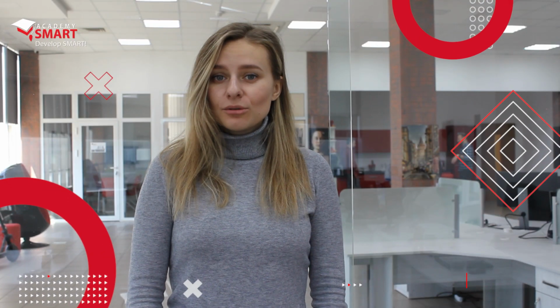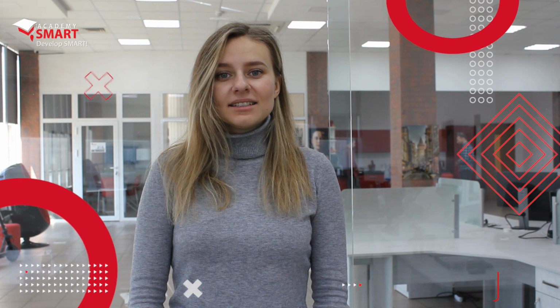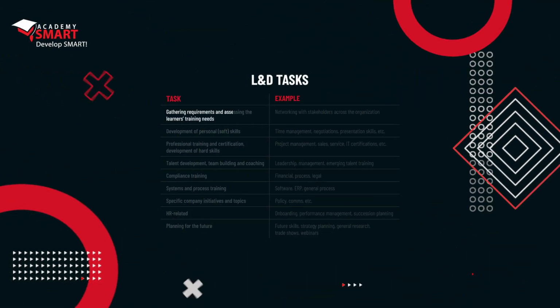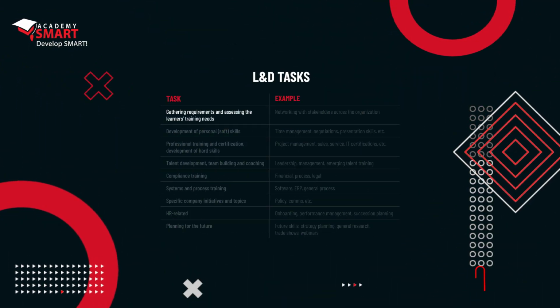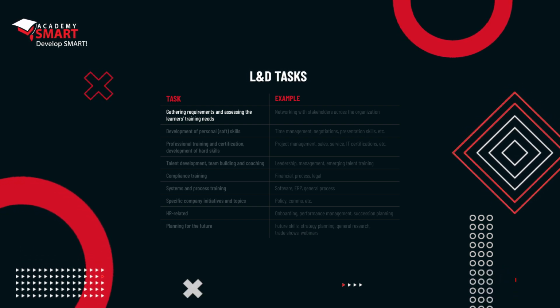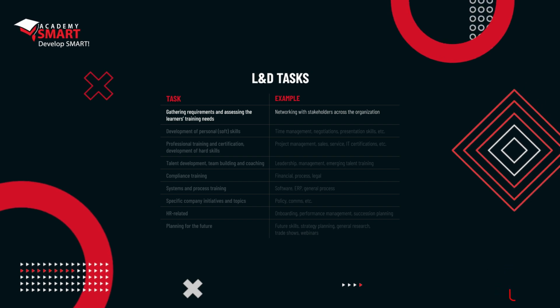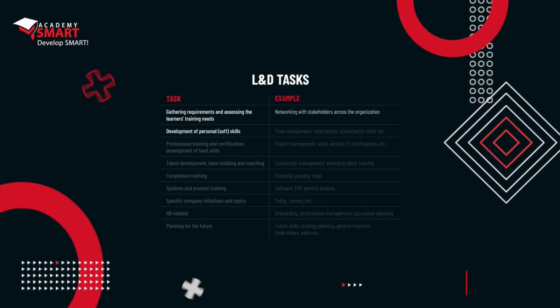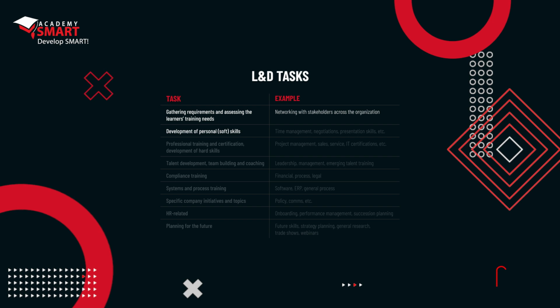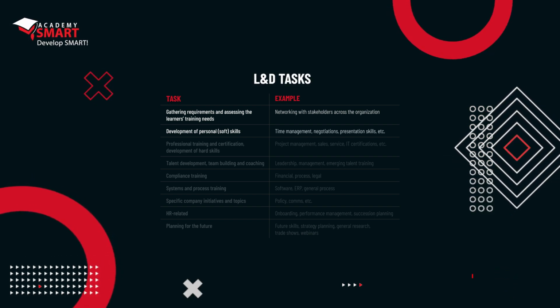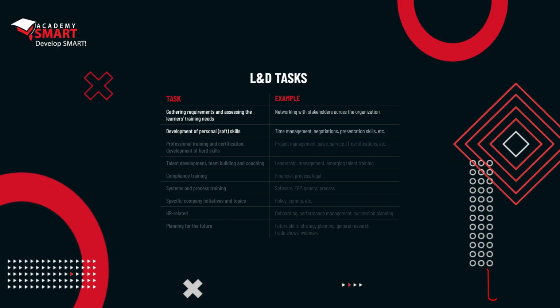The table below showcases the typical L&D tasks. Gathering requirements and assessing the learner's training needs. For example, networking with stakeholders across the organization. Development of personal or soft skills. For example, time management, negotiations, presentation skills, etc.